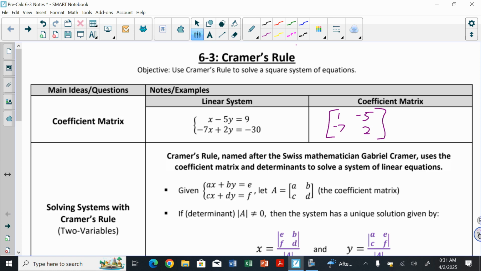We're not including the 9 and the -30 here because those are not coefficients. Those are solutions on the other side, or constants. And so we're just looking at the coefficient matrix. So we've got to know what that is. And then we're going to use Cramer's rule down here.